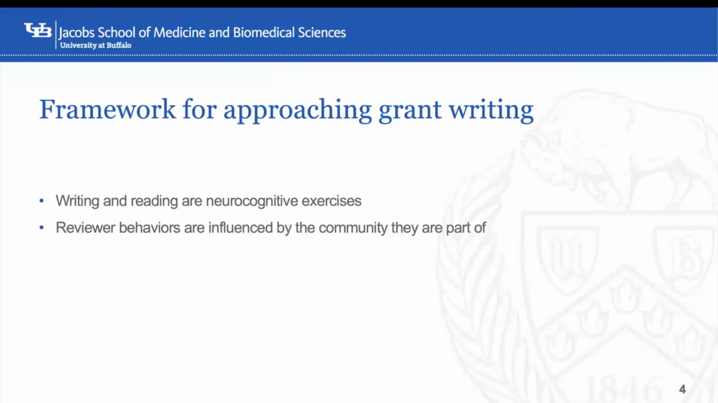That brings us to a framework that Dr. McGee developed with others and that I've been working with for a while: to start thinking about the process of reading as a neurocognitive exercise. Your brain is engaged when it's writing, and it's also engaged when it's reading.